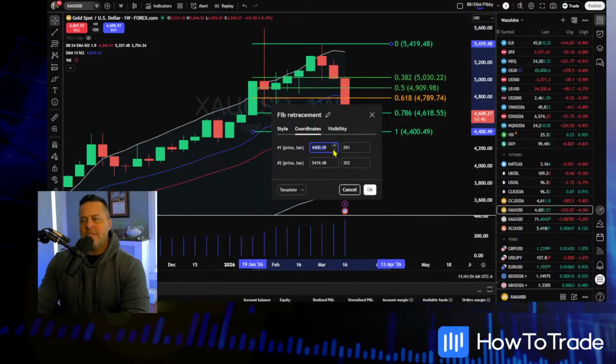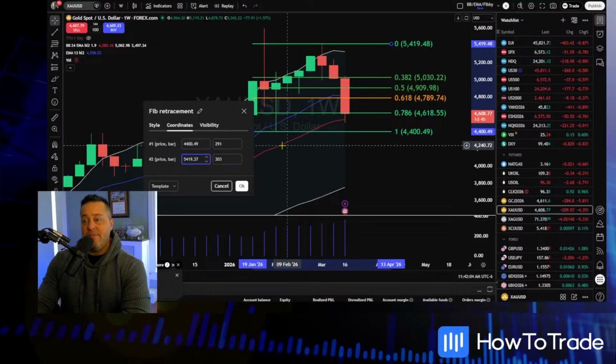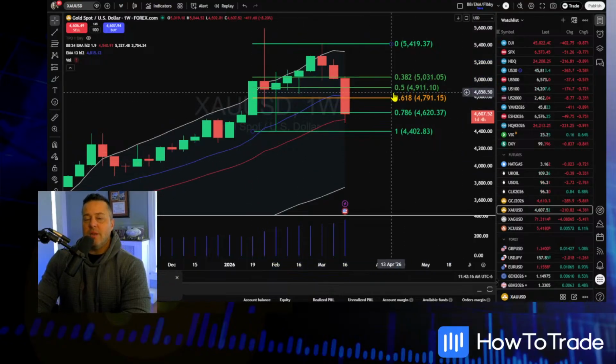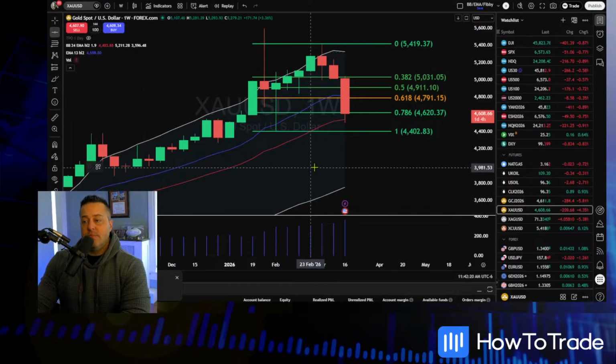Let's go ahead and dial this in exactly. The high up there is 54.19.37. And these might be a little bit different than the numbers that you have on your charts. That's because the brokers and data feeds are all just a little bit different when it comes to CFD and spot gold. 44.02.83. Okay, so that was our level, 47. Our entry was 47.92.50.